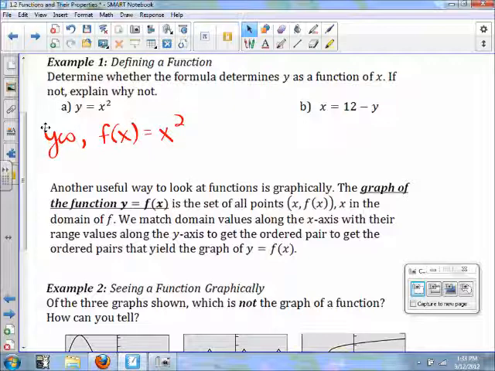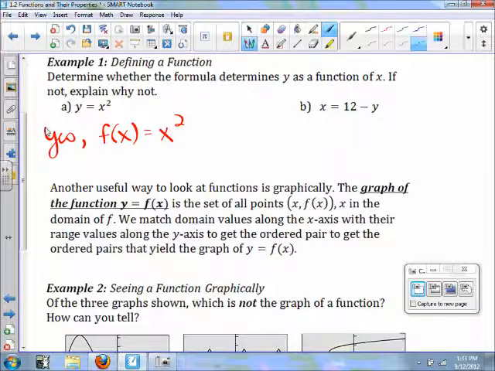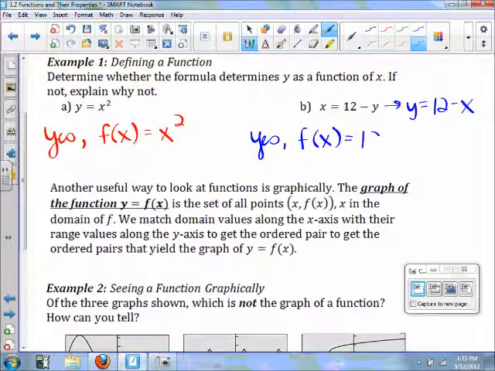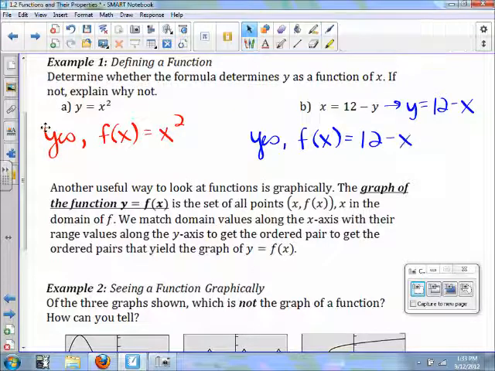Now if we look at B, we can change this function into y equals 12 minus x. So since we can do that, your answer will be yes, f of x will be 12 minus x. Now the ones that won't be functions are if you have a y squared, or square root of y, something of that nature. That will tell you it's not going to be a function.